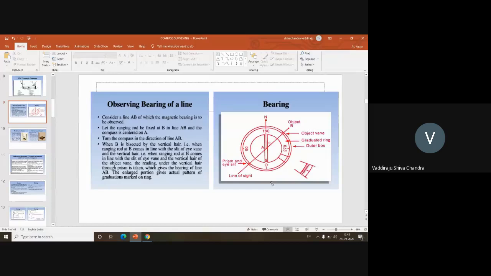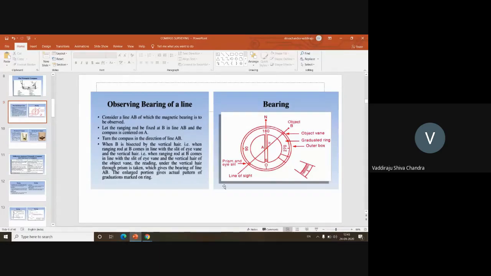So a bearing is the direction of a given survey line with respect to either magnetic north or true north, and it is called the bearing of the line. If you are measuring the direction of the line with respect to true north, it is called the true bearing. And if you are measuring it with respect to magnetic north, it is called the magnetic bearing.